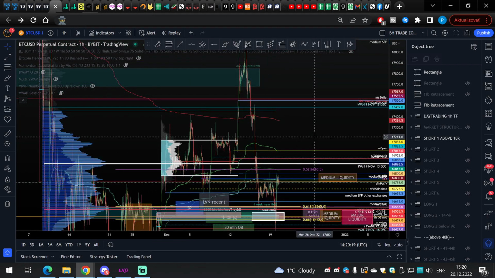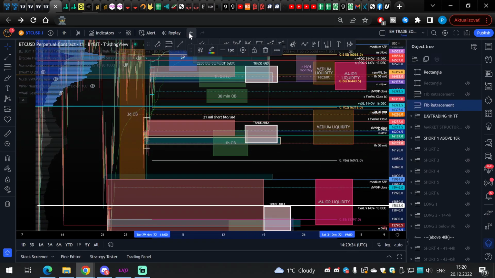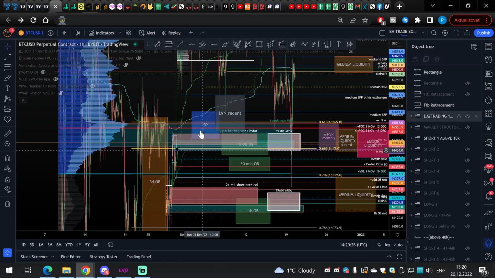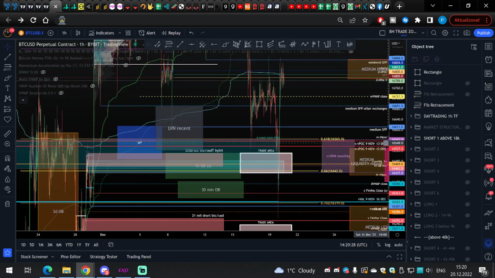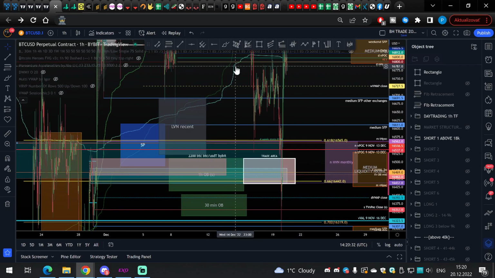Let's go further down. It's a lot of levels here, I know, but I will be showing you them separately as well. I just wanted to tell you, we have a lot of liquidity here because that low was taken already only on Bybit perpetuals, and we had a low volume node and single prints.